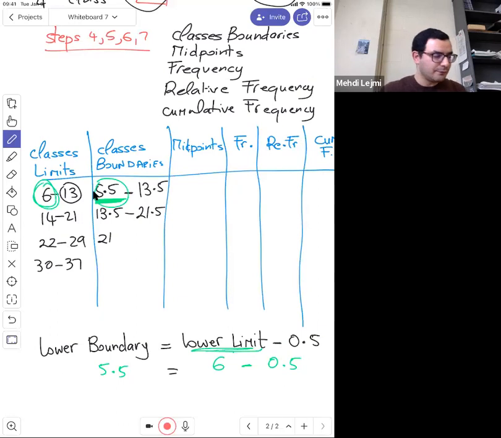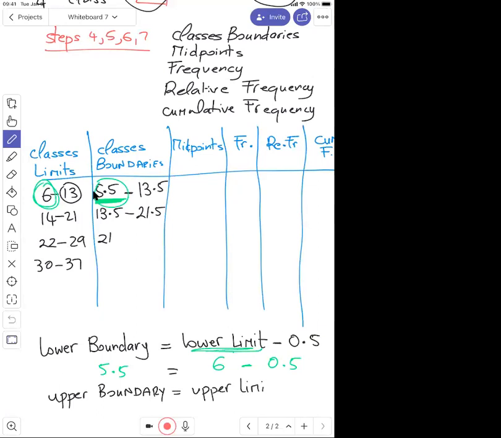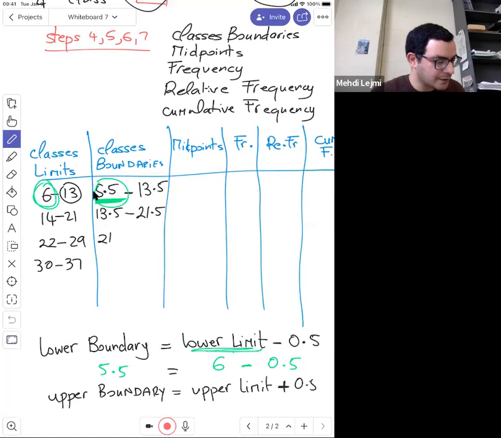Now, for the upper boundary, you need to add 0.5. So the upper boundary is the upper limit plus 0.5. The way I got this 13.5 is that's 13 plus 0.5. That's how I got the 13.5. Okay. All right, thank you.